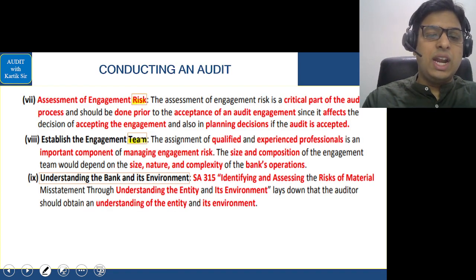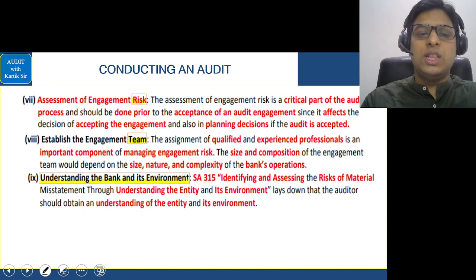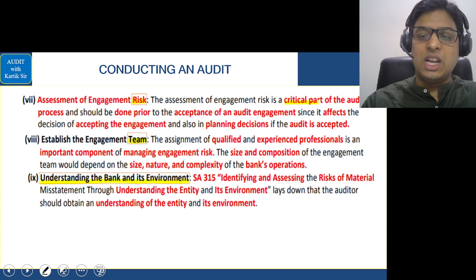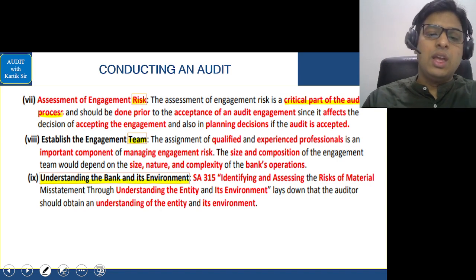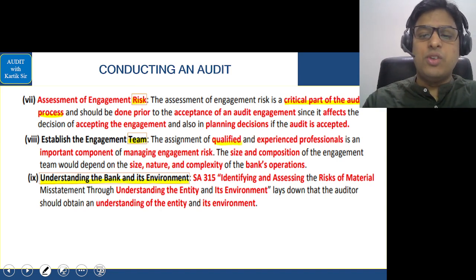He should have a team in place and he should understand the bank and its environment. In that, underline risk, a critical part of the audit process. You have to know the risk, right? Only then will you be able to decide how to go about the audit work. Second, in team, underline the word qualified and experienced professionals should be there in your team.